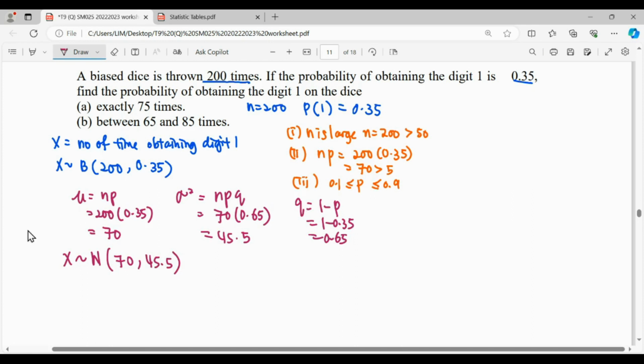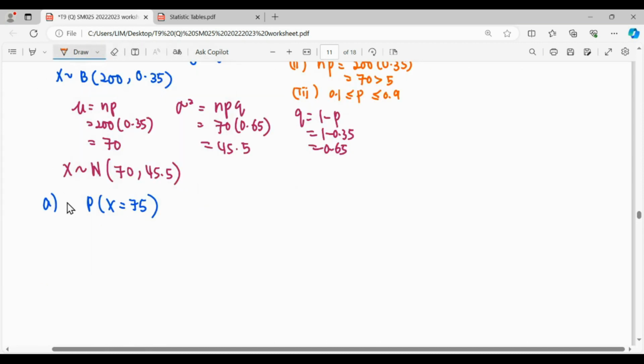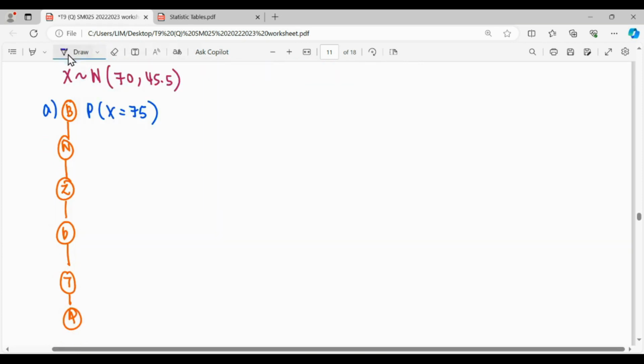So come to question A. We want to find the probability of exactly 75. Notice here our X starts from binomial distribution, where we use normal distribution to approximate this binomial. So we need to change to normal. Then the steps of this question continue with the z-score and the normal distribution table finally to get the answer. So for binomial, we are changing to normal.